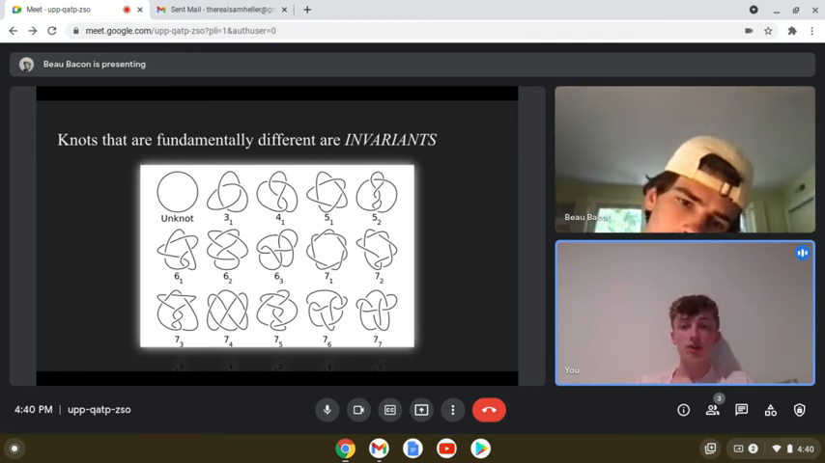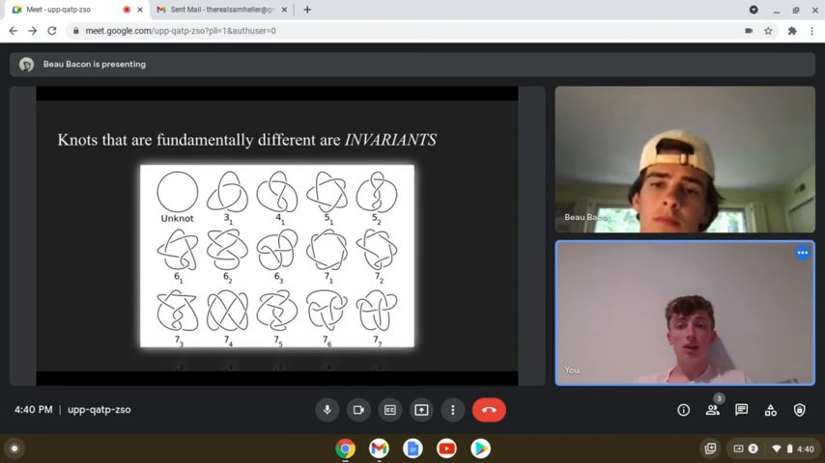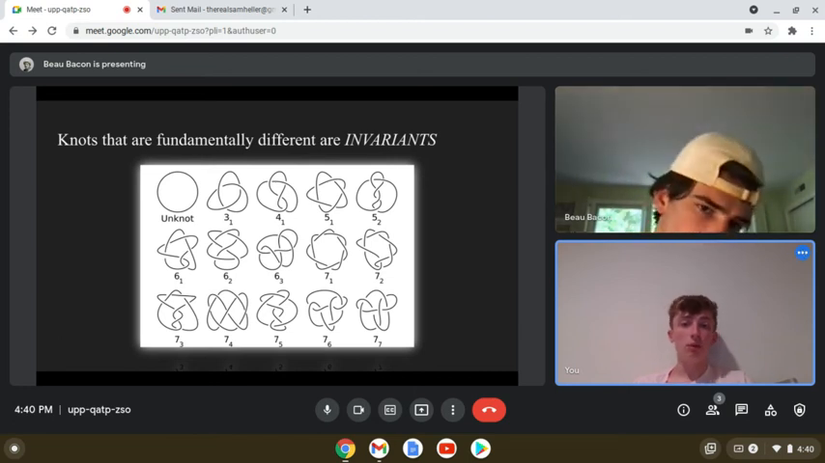As you can see here, there's I believe 7 knot invariants for seven crossings, and this is just mainly because you have more room to work, if you know what I mean. But knot invariants are very important to knot theory and understanding if two knots are actually the same or if they're really different.